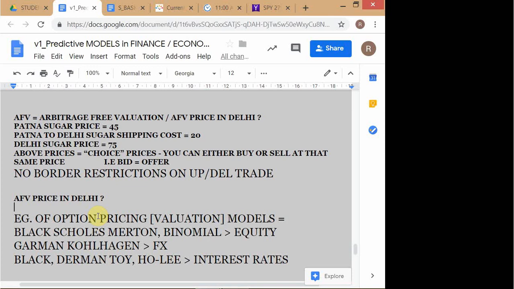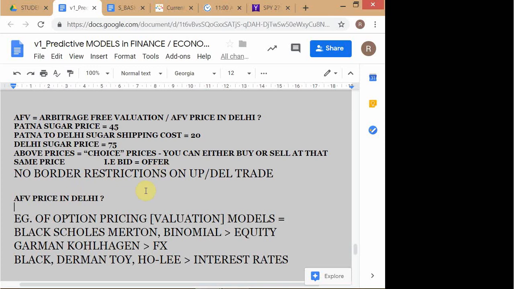Is this clear? This simple example gives you the flavor of what arbitrage-free valuation is. Here we have only three moving parts: the Delhi price, the shipping cost and the Patna price. But in more complex examples of arbitrage-free valuation, you might have 11 moving parts. The philosophy doesn't change. Typically you will have a price which can be compared to the fair value.